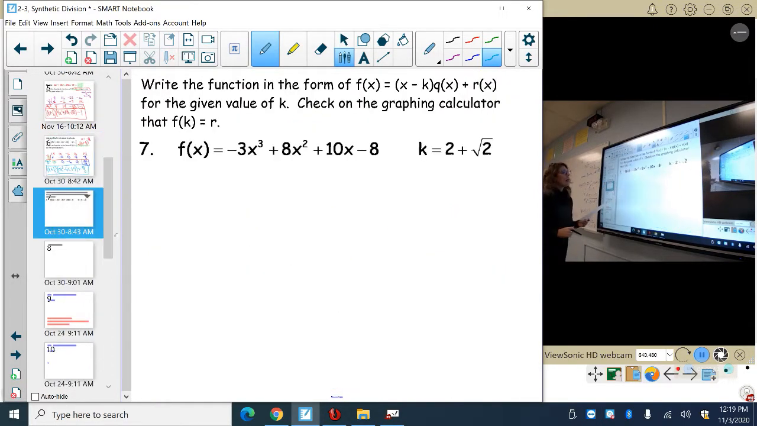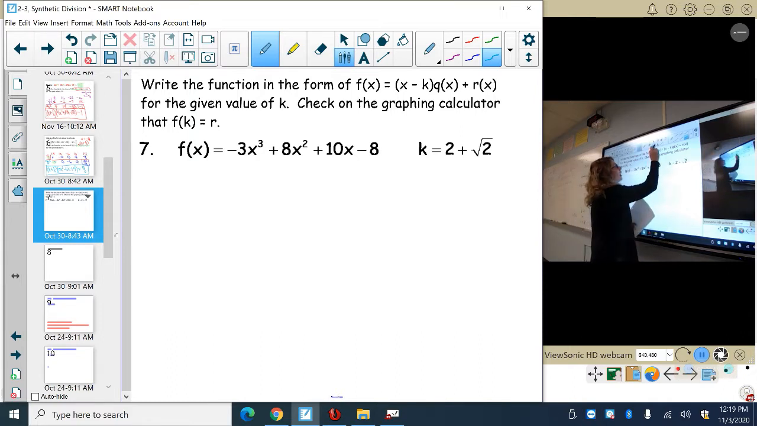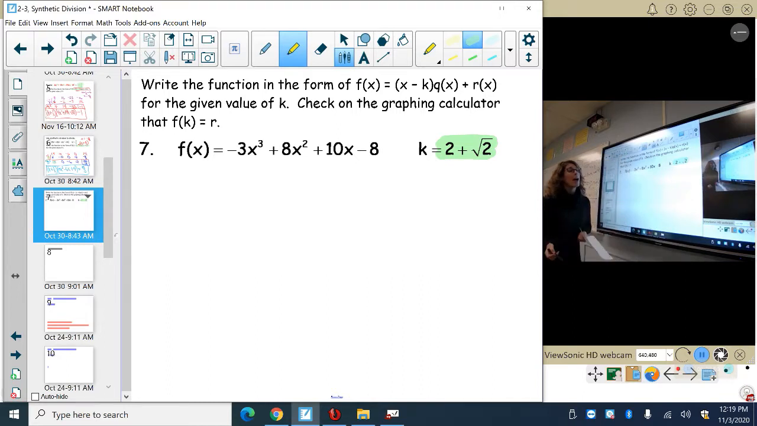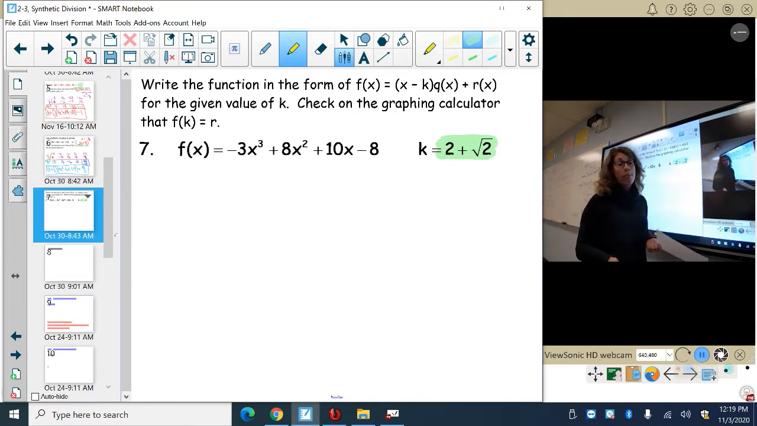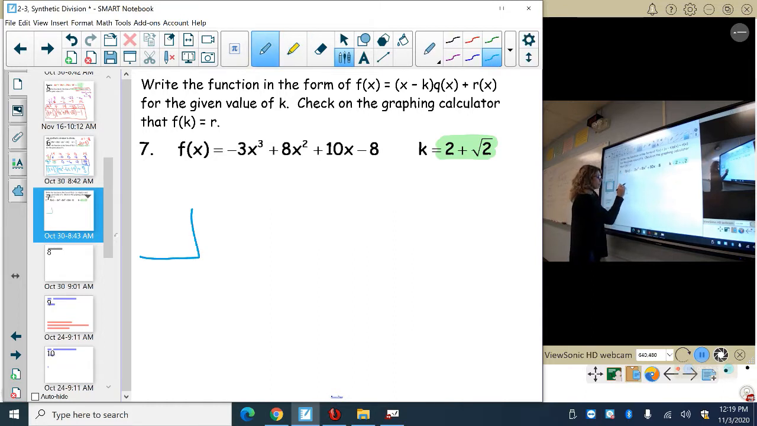Now, I'm going to go ahead and do number 7 for you as well, because number 7, do you see this? Oh boy. We have an irrational number there, but it has a rational and an irrational part to it. So sometimes it makes it a little bit harder for people to do. So we're going to put 2 plus the square root of 2 there.